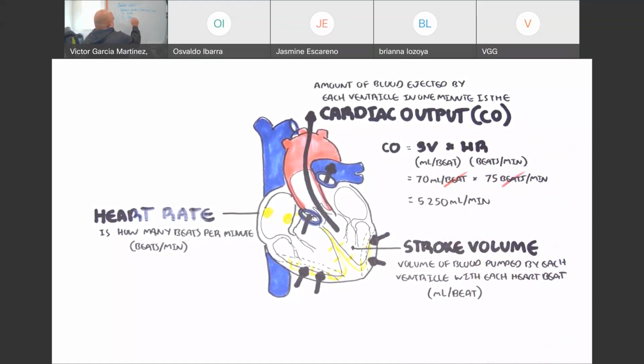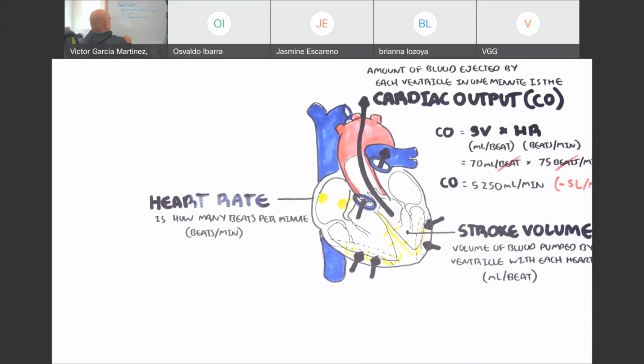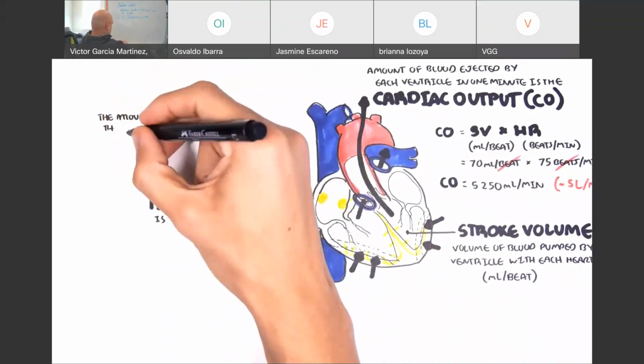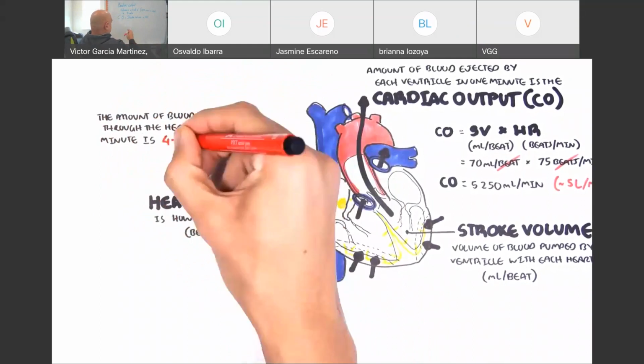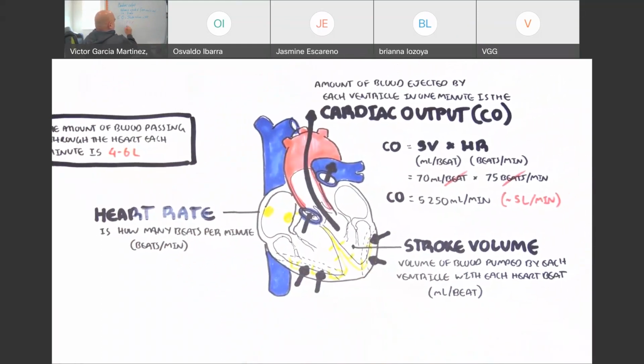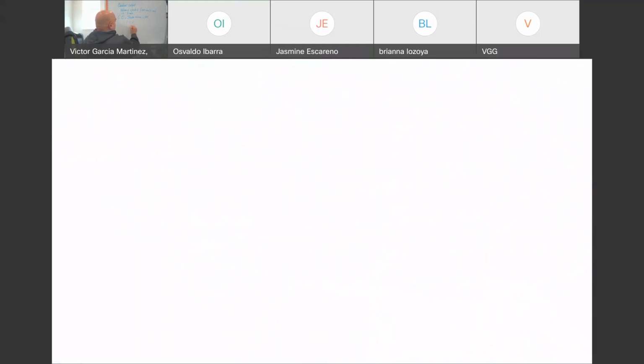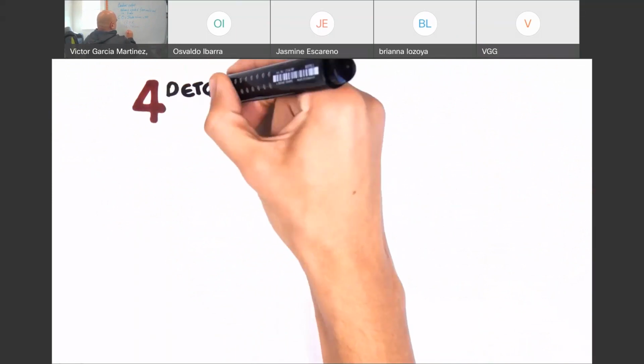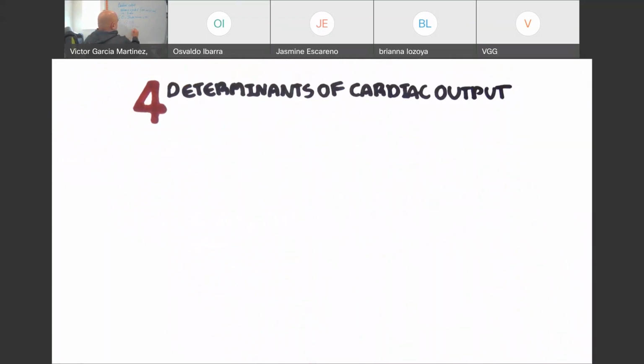5,250 mils per minute. And this is about 5 liters per minute, which is about right because the amount of blood passing through the heart each minute is about 4 to 6 liters. So the heart rate and stroke volume are used to calculate cardiac output. But there are another 3 factors which influence stroke volume, and so in total, there are 4 determinants of cardiac output. Let's take a look at these.